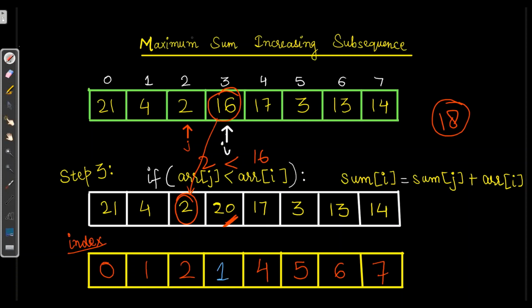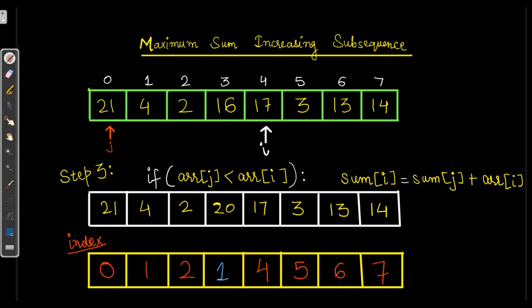Since I want the maximum value, so I'll compare 20 with 18. Here in the array we already have the maximum value, so we need not change it. So I'll keep it as it is. Now for the next, I will be shifted to 4th index and j to the 0th index. And now I will check whether 17 is greater than 21. No. So j will be shifted to 1 index.